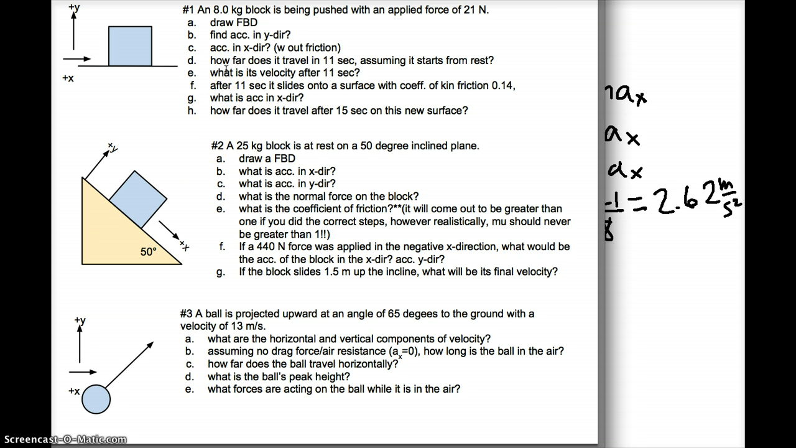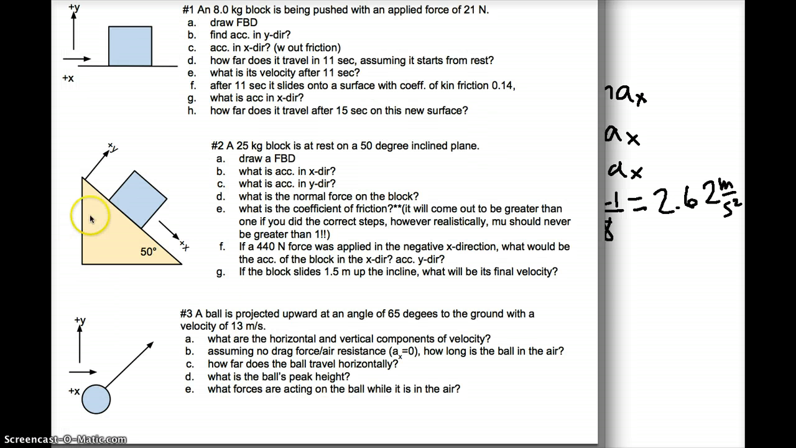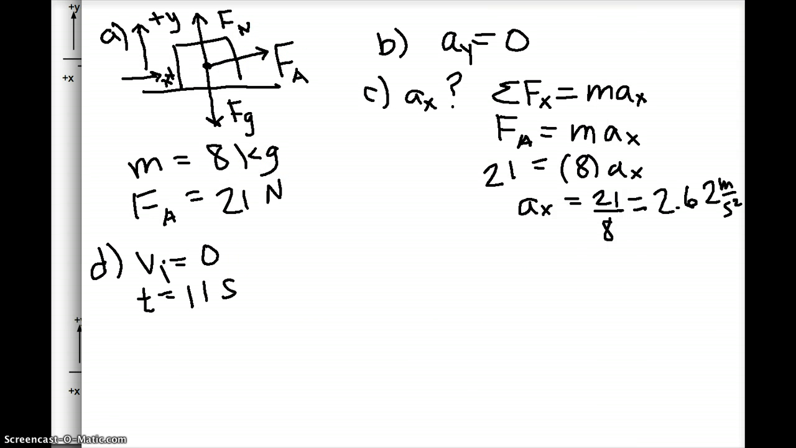Moving on to part D, how far does it travel in 11 seconds, assuming it starts from rest? So they're giving me a piece of information here. That initial velocity is 0, and the time that passes is 11 seconds. And we want to know how far it travels. So that's a displacement, that's a change in position.